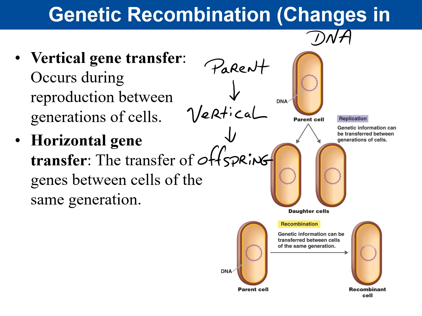Other possibilities for genetic recombination come in horizontal gene transfer events. So this is where a transfer of genes may occur between the same generation of cells. And so there are 3 horizontal gene transfer possibilities. First possibility that we'll cover is transformation. Transformation is the uptake of naked DNA.